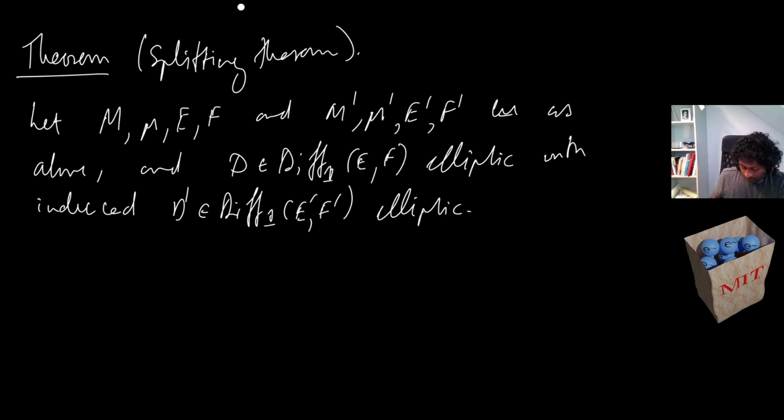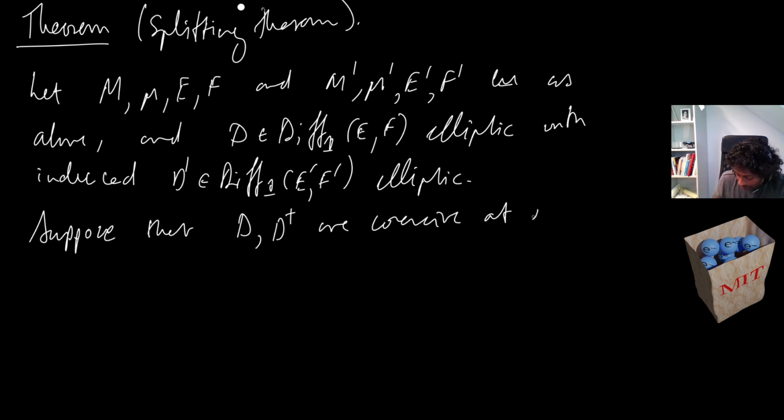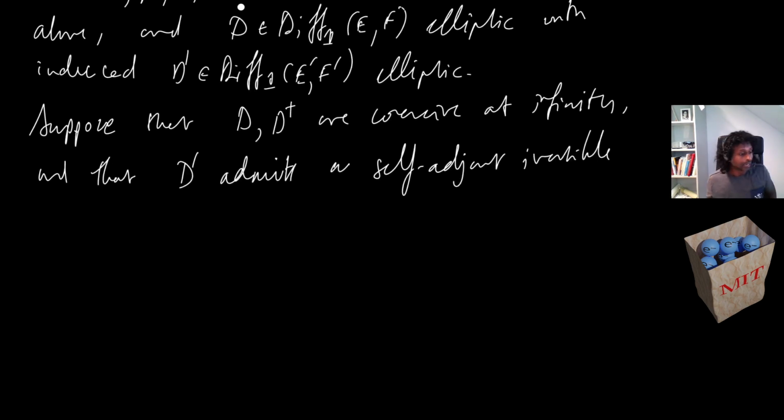Okay, suppose that D prime are coercive at infinity, and that D prime admits a formally self-adjoint invertible adapted operator on N.